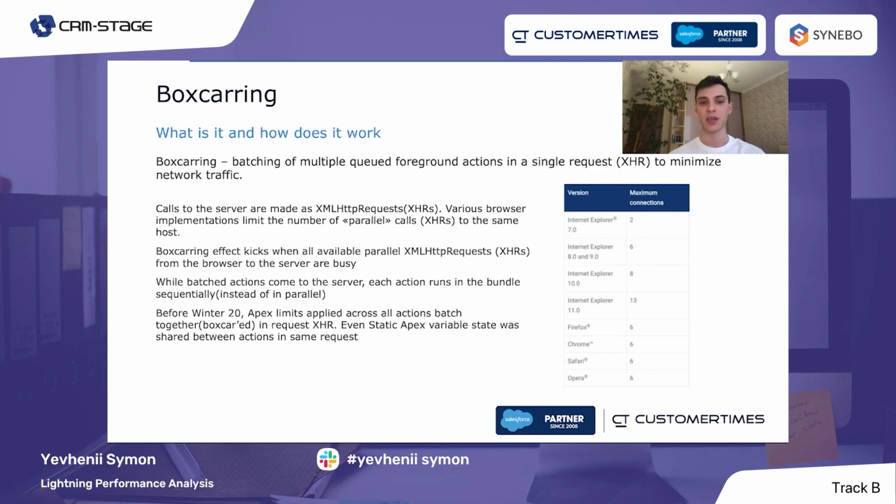The boxcaring effect kicks in when all available parallel XHR requests, XHR connections basically, from the browser to the server are busy. Example: we have a page where we have 10 components dropped, and all of them are doing a single request to the server.